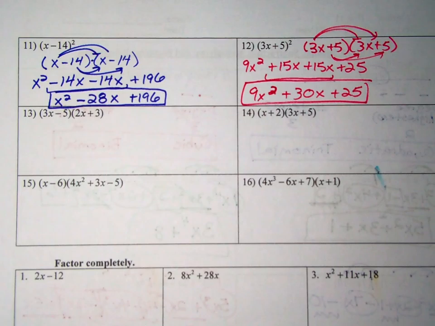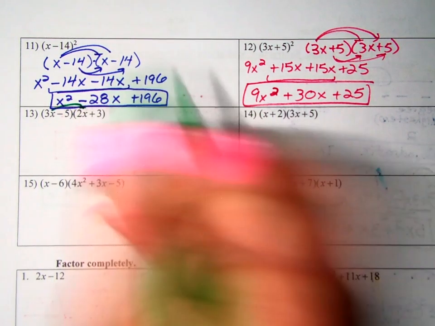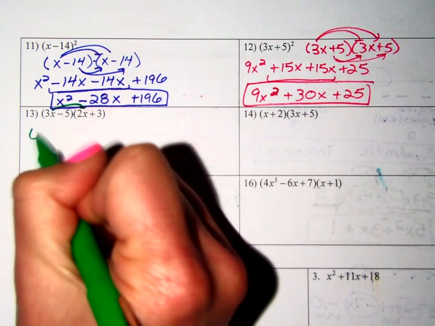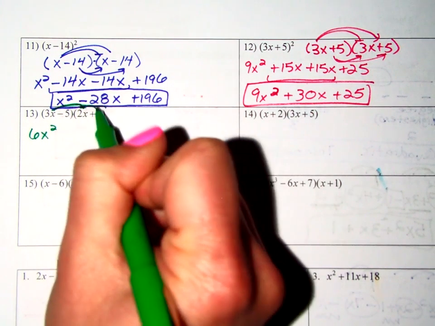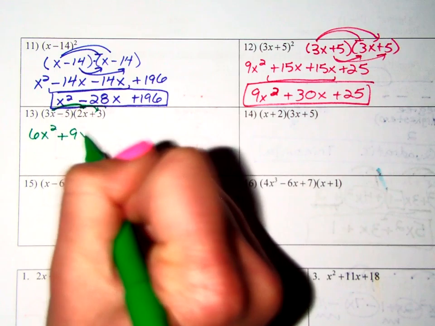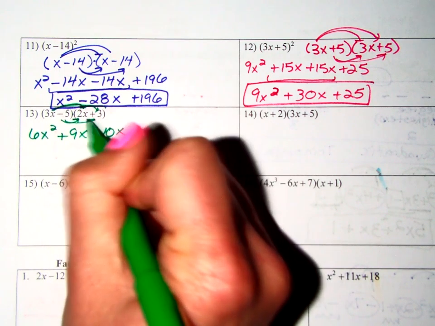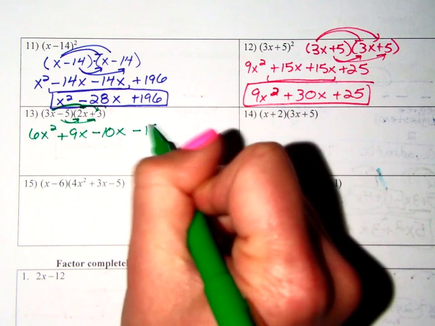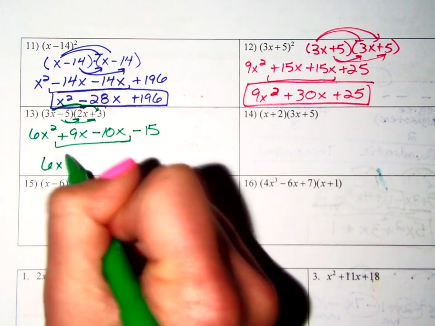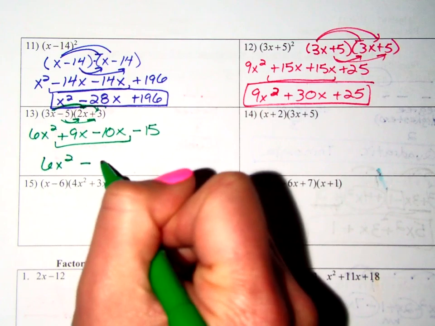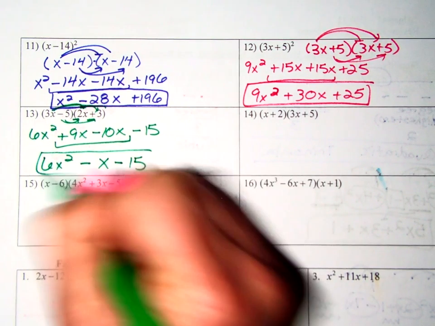Okay, number 13. Again, there's multiplication between them, so we're distributing. So we would do 3x times 2x. Well, 3 times 2 is 6. X times x is x squared. Then we would need to do 3x times positive 3, which is positive 9x. Negative 5 times 2x is negative 10x. And negative 5 times 3 is negative 15. So we can go ahead and combine our like terms. So we would have 6x squared minus 1x, but I'm not going to write the 1. Minus 15.